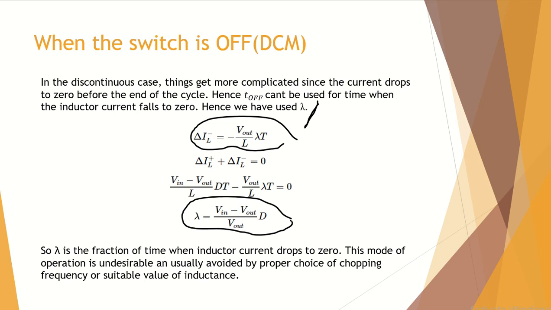This mode of operation is undesirable and usually avoided by proper choice of chopping frequency or a suitable value of inductance. Usually the DCM, discontinuous current mode, is avoided. And when we have discontinuous current mode, we either change the switching frequency or change the value of the inductor. So we will not go for discontinuous current mode. We will usually have continuous current mode.